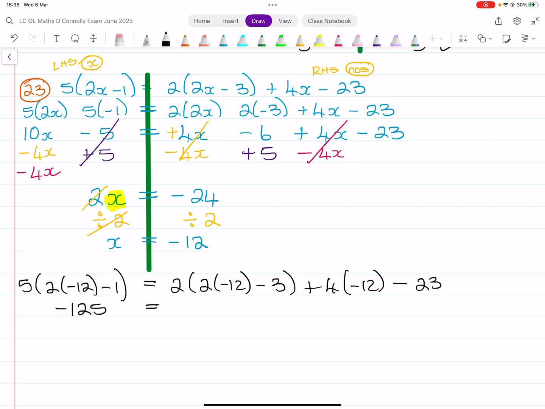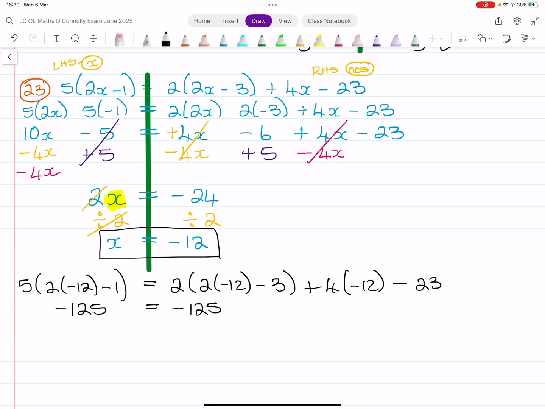The other one's much longer. 2 bracket 2 new bracket minus 12, close that bracket, minus 3, close the bracket, plus 4, new bracket minus 12, close it, and then minus 23. Yes, minus 125. So that is correct.